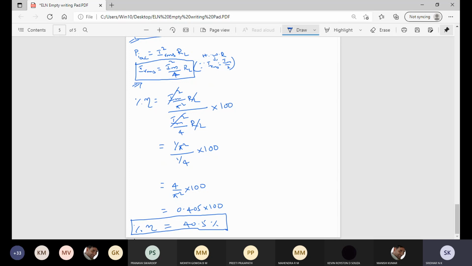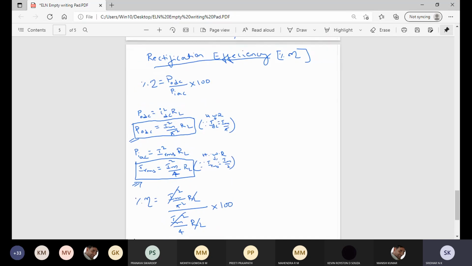Yes, any doubt in this? So sir, this half-wave rectifier efficiency is 40.5%. Okay, it is very less. That's why we went for the full-wave rectifier. So we'll see the same procedure for the full-wave rectifier.